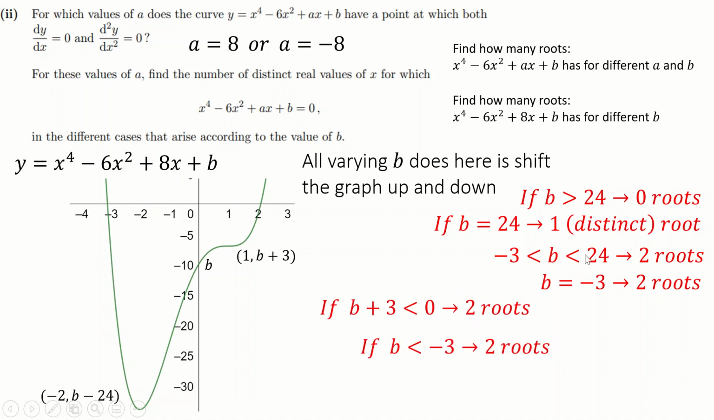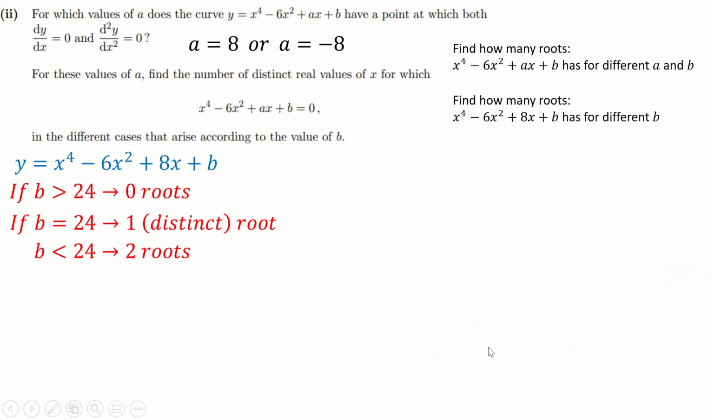Now, look at the last 3 statements I came up with. I said B between minus 3 and 24 is 2 roots. Then I said if B is minus 3, I have 2 roots. Then I said if B is less than minus 3, I have 2 roots. But look at this. This is all just the same thing, right? B between minus 3 and 24, 2 roots. If B is minus 3, I have 2 roots. So I could combine those and just put a little or equal to sign there, because that's still 2 roots. But then I'm saying, even if I go beyond minus 3, I still have 2 roots. So I combine all of those 3 into just saying, if B is less than 24, I have 2 roots.